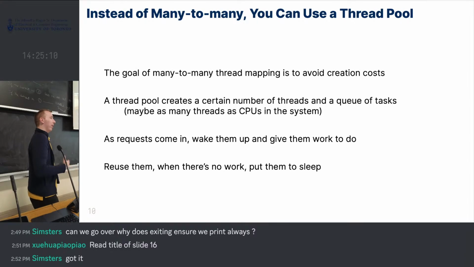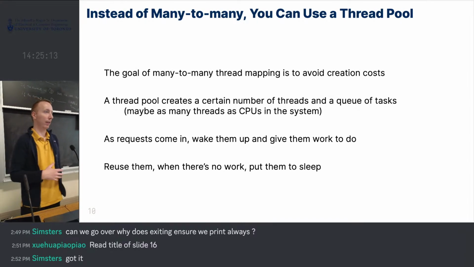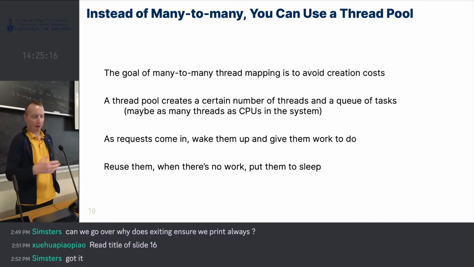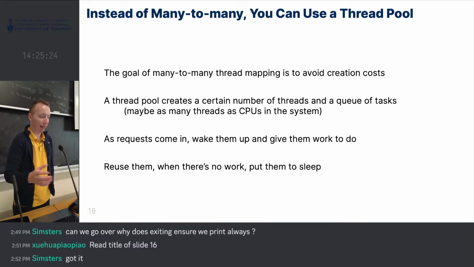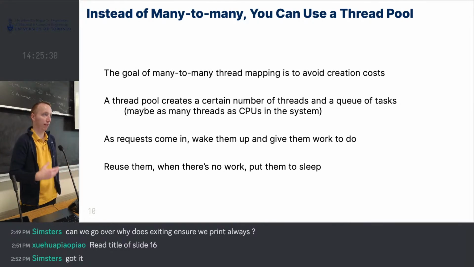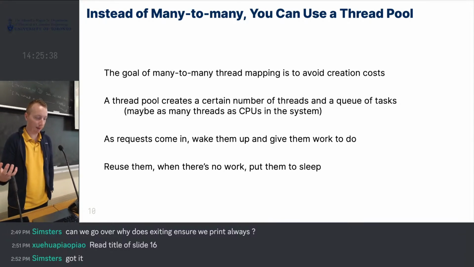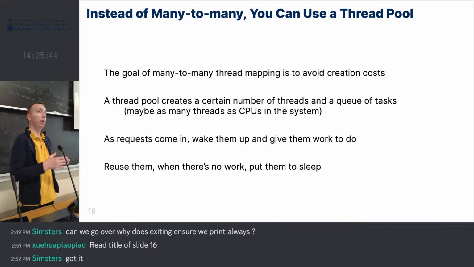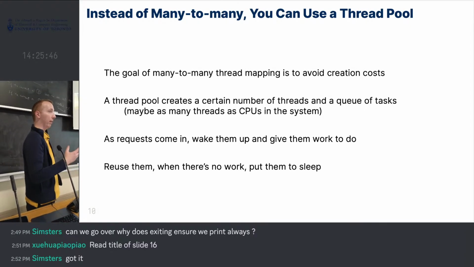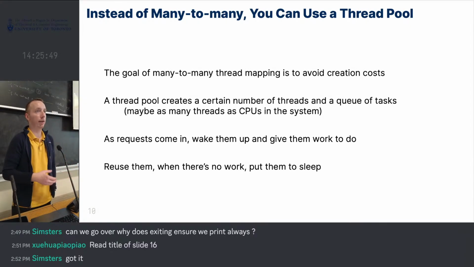Another thing is, you might think that many-to-many is actually a good idea. Instead of implementing a whole threading library on top of it, you can use something called a thread pool. Remember, the goal of many-to-many is only to avoid the thread creation costs and avoid the system calls. So if I only have 8 cores on my machine, I can create a thread pool of 8 kernel threads, and then have a queue of tasks, and each thread can just grab a task off the queue and do the work as long as there are some tasks to do.